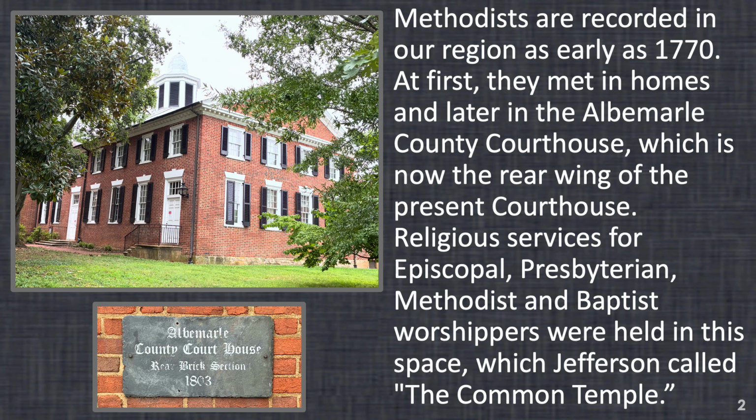Methodists are recorded in our region as early as 1770. At first, they met in homes, public houses, or outdoor camp meetings. Later, they met in the Albemarle County Courthouse, a building which still exists as the rear wing of the present courthouse. Religious services for Episcopal, Presbyterian, Methodist, and Baptist worshipers were held in this building, which Jefferson called the Common Temple. The four Protestant denominations rotated responsibility for preparing the weekly church service.